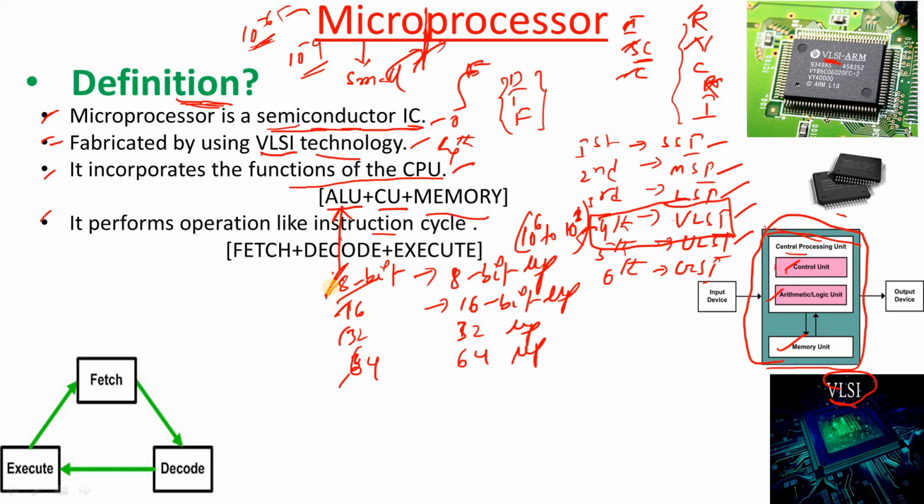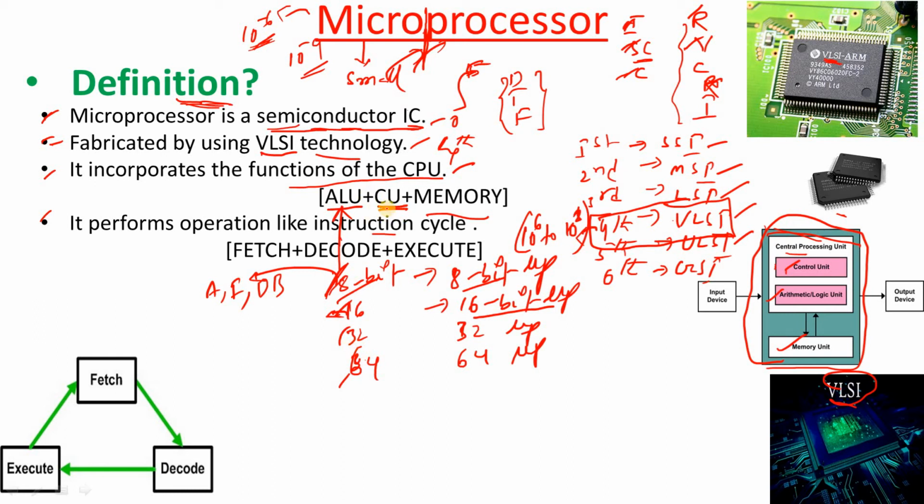If it is 8-bit, what are the factors that depend on this? The microprocessor's processing capacity is 8-bit, the accumulator size is also 8-bit, the program status word and flag register size is also 8-bit, and the data bus length is also 8-bit. These are the factors that depend on the bit length. If it is 16-bit, the processor capacity is 16-bit, the accumulator size is 16-bit, the flag or program status word length is 16-bit, and the data bus length is also 16-bit. Same for 32 and 64.